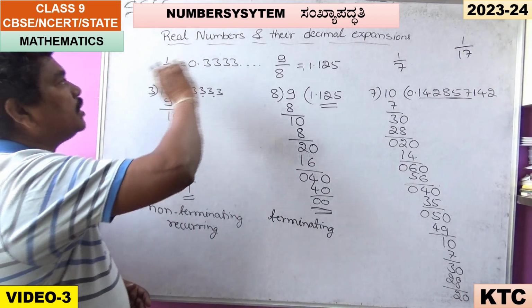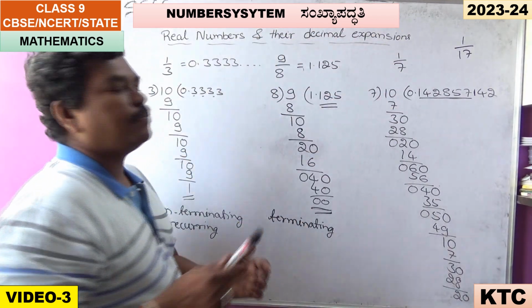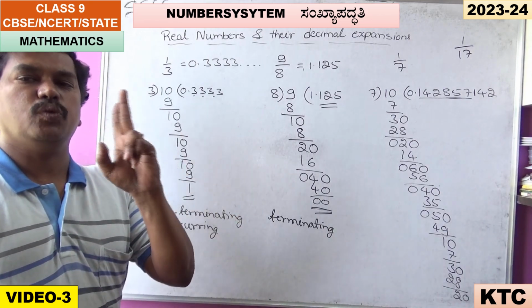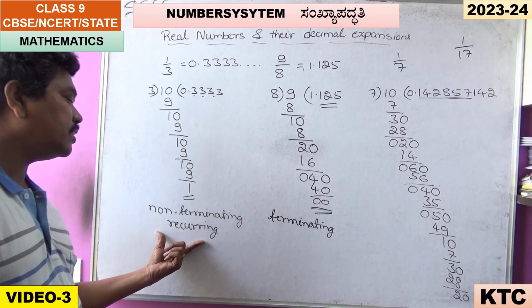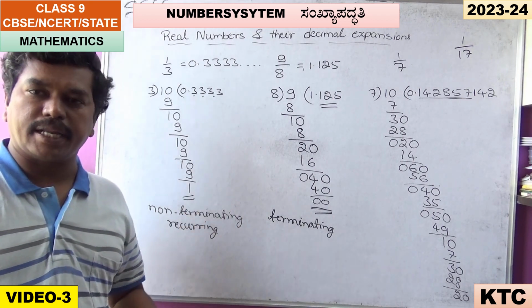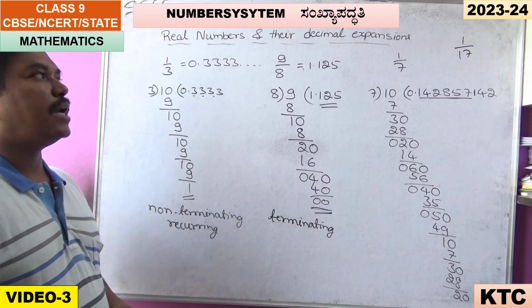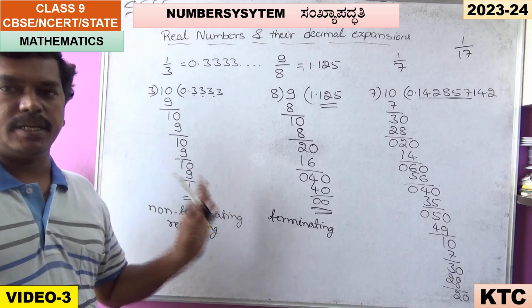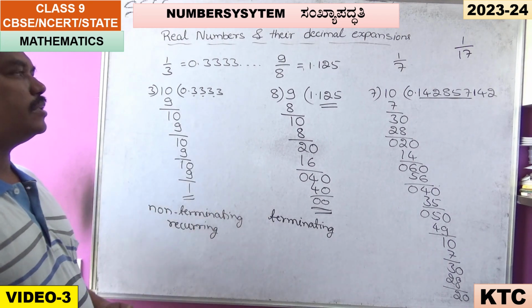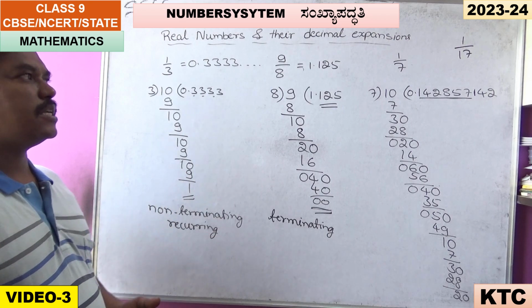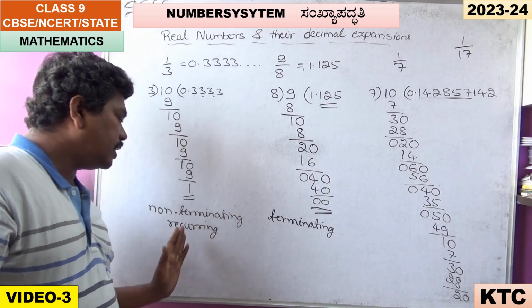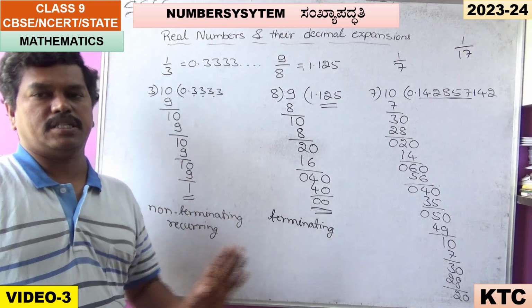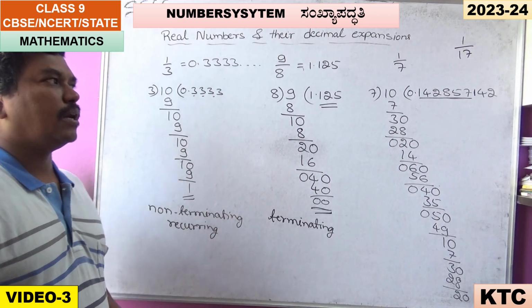That means totally the decimal expansion of the real numbers consists of only two types. One is terminating and another one is non-terminating, that is recurring. These are the two types of the decimal expansion of the real numbers. So now we move on to the next one. In the exercise problem they have given that identify the terminating and non-terminating decimal expansions. You have to solve that one.